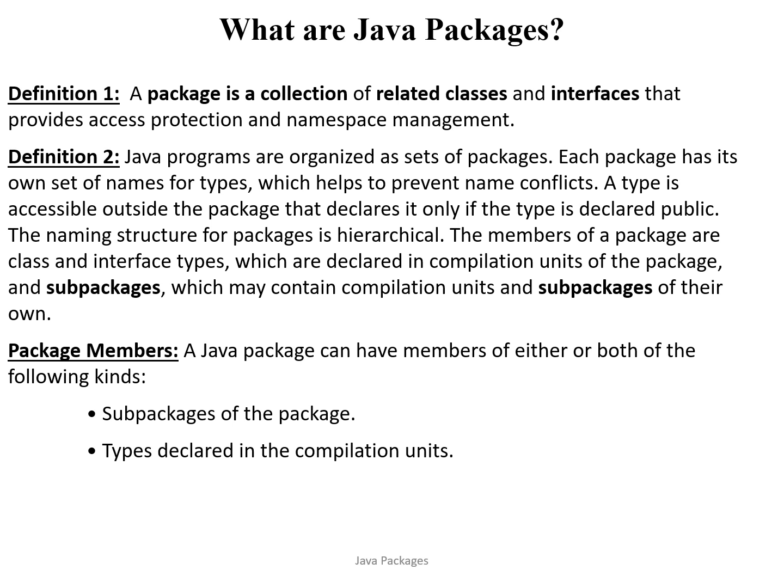The members of the packages are class and interface types, which are declared in compilation units of the package, and subpackages, which may contain compilation units and subpackages of their own. Package membership: a Java package can have members of either or both of the following kinds: subpackages of the package, and types declared in the compilation units.